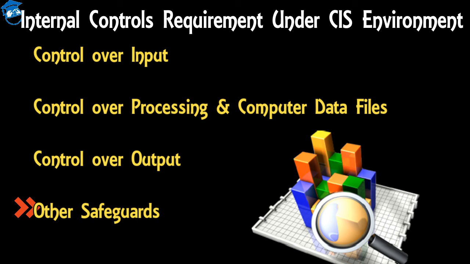So this was all about the kind of internal controls that are mandatorily required if you are doing your auditing under any kind of CIS environment. All these points need to be kept in your mind while you start your audit considering the CIS environment. So now my job with this particular presentation is over.